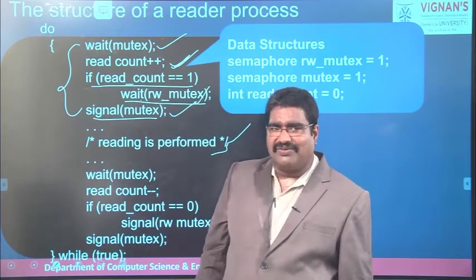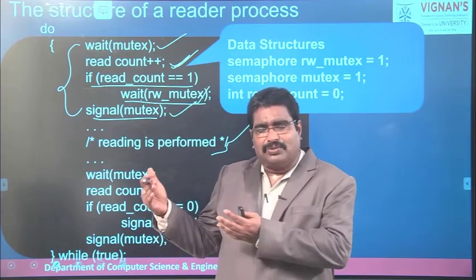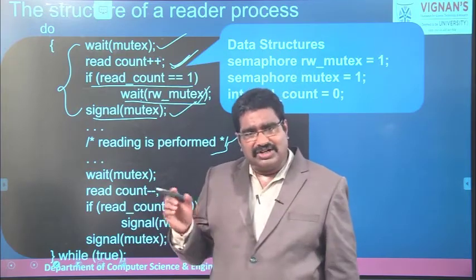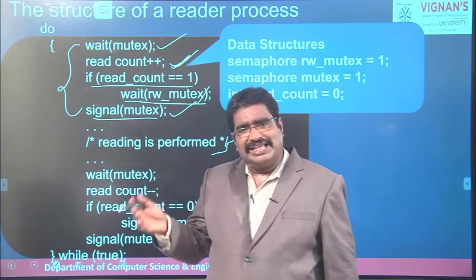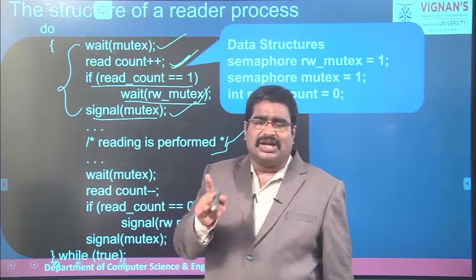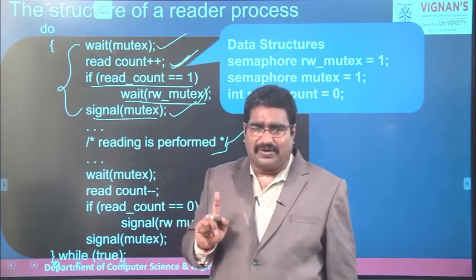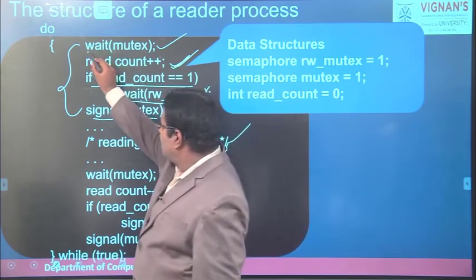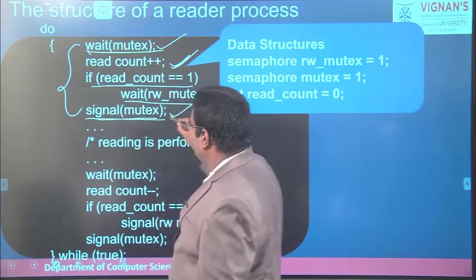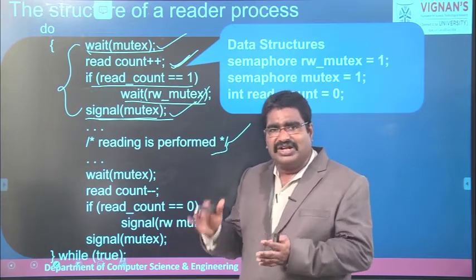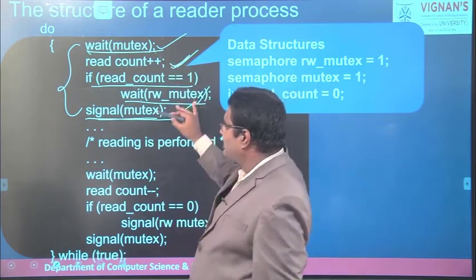What is the code required? Whenever a reader is allowed to perform the read operation, read count needs to be modified, and read count is a shared variable. Any reader process modifying the read count, so automatically at any instant of time only one reader is allowed to perform the modification. To achieve the mutual exclusion condition, we are using wait mutex and signal mutex. So before modification of the read count, we are using wait mutex and signal mutex.